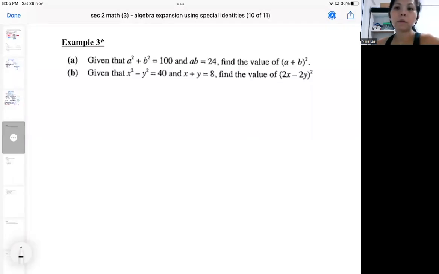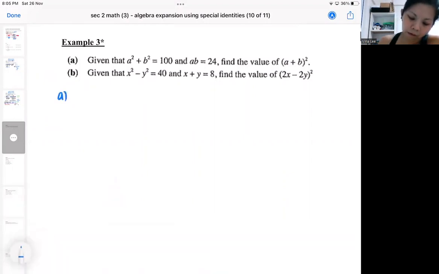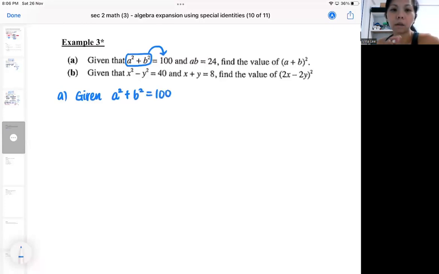So I'm going to show you how you are going to manipulate your algebraic identities, the 3 algebraic identities. If you look at this kind of question, for example, for part A, they tell you that a square plus b square is 100, but we do not know the actual value.